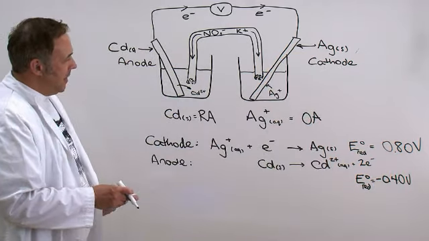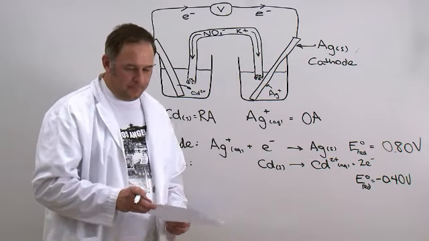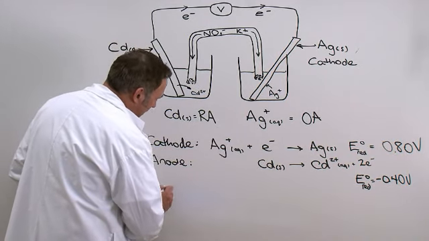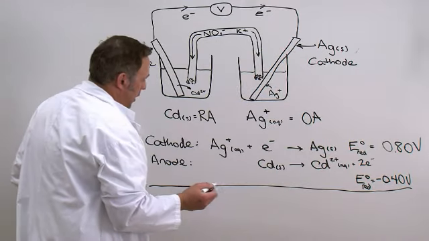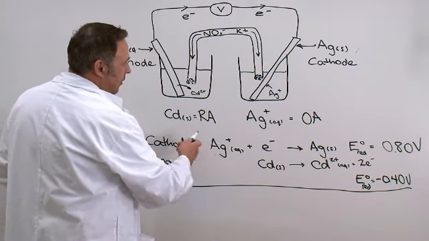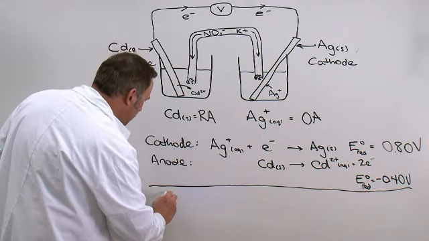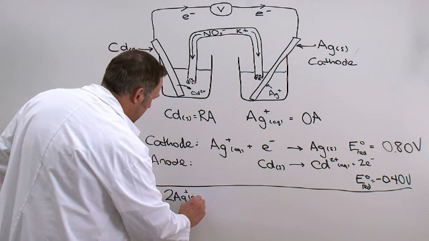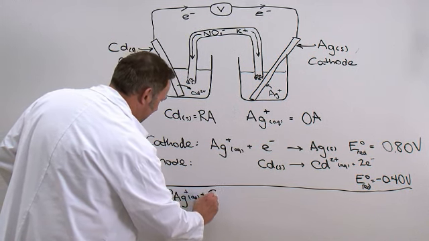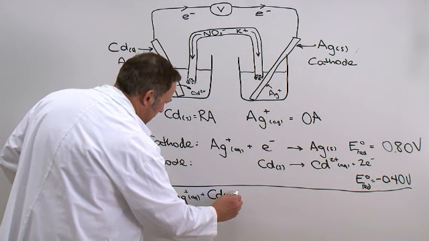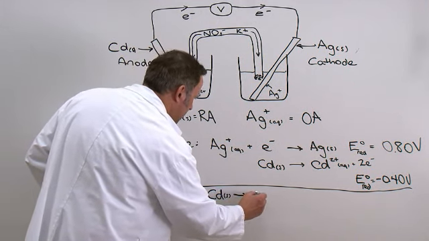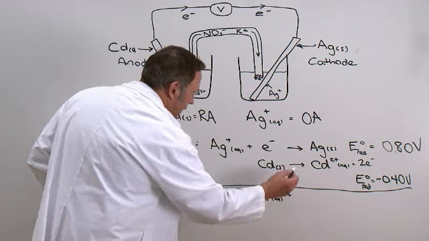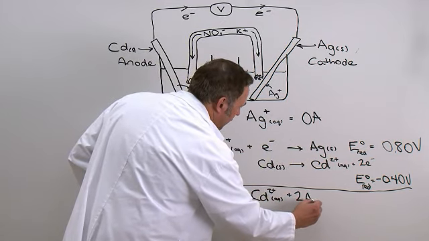Now, the thing is that I'll do it by, first of all, putting up the net reaction, and we'll see that I have to balance electrons, and so I'll end up with 2 silver ions, cadmium solid, producing cadmium ions, and 2 silver solid.